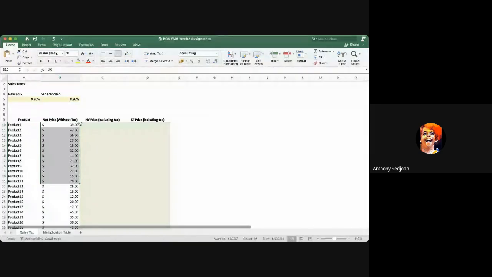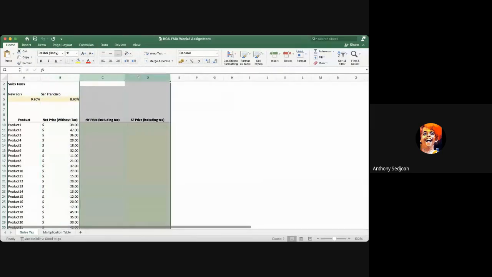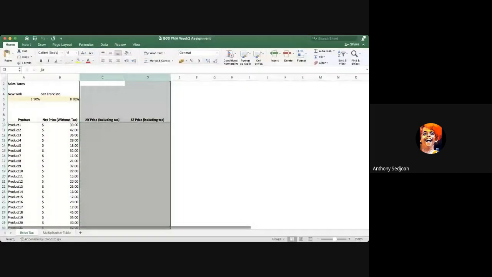You get it? If they are saying here is the net price, it's telling us that the prices here are after the taxes have been deducted. So if you are supposed to find the prices in column C and D, it looks like we are trying to find the gross price, which is before the taxes have been deducted. Okay, any confusion here?